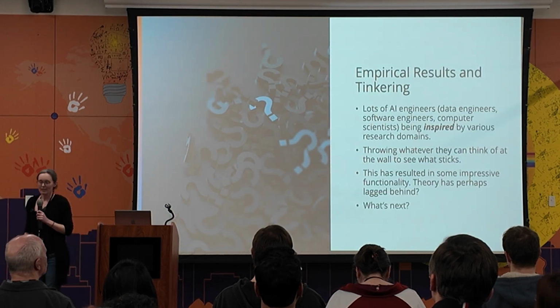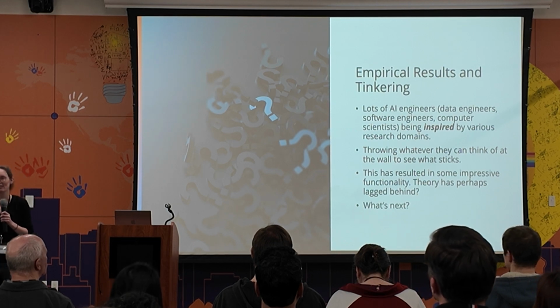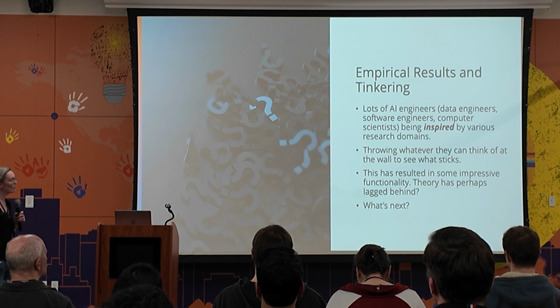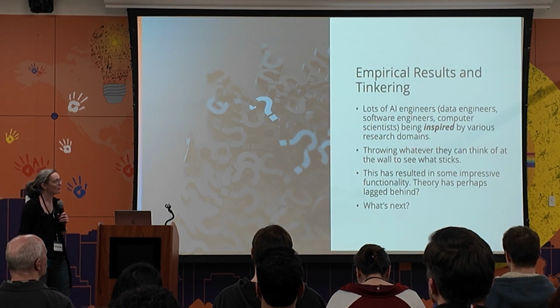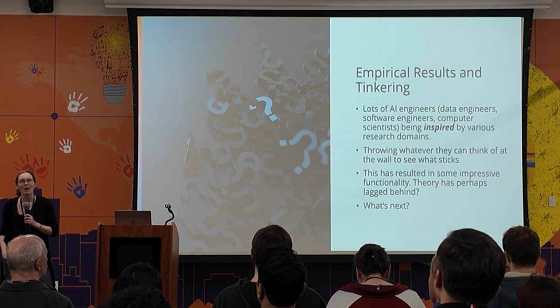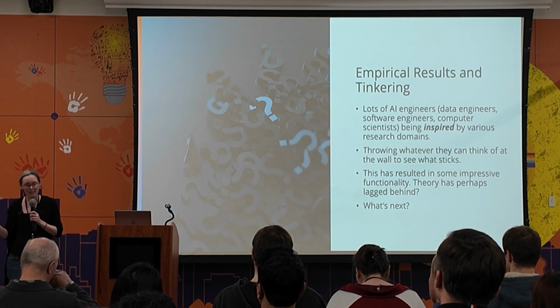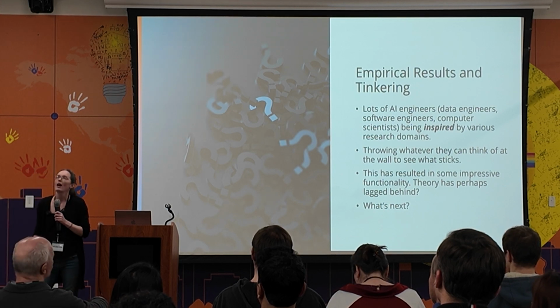What is really interesting, I think, is how much progress has been made just by throwing things at the wall and seeing what sticks. I really do think that the current AI explosion has been a result of a lot of activity on the engineering front, right? So the engineers have just been sort of saying, let's see if I can make this work this way. Let's see if I can make this work that way.